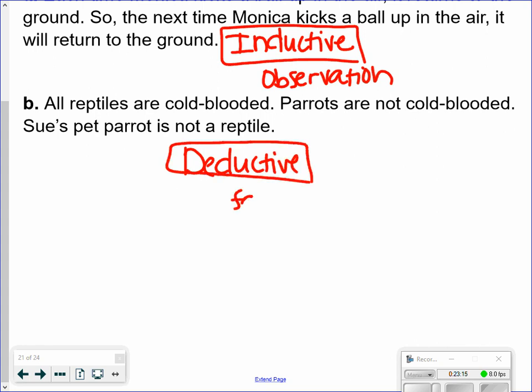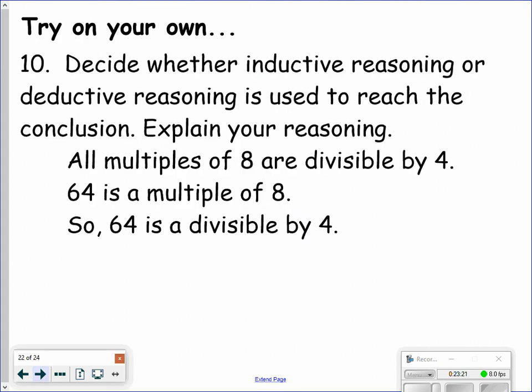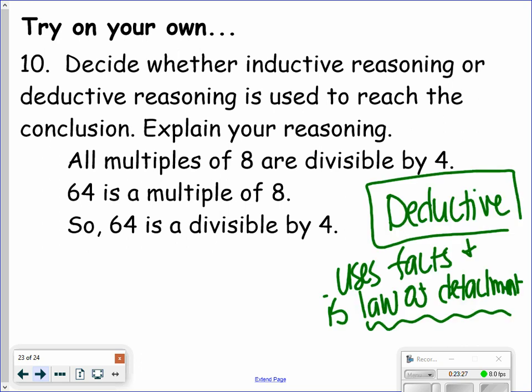These are all based off of facts and logic. Okay, go ahead and try that on your own. Decide whether this is inductive or deductive. Okay, it is deductive. They're using facts, but this was also a law of detachment.